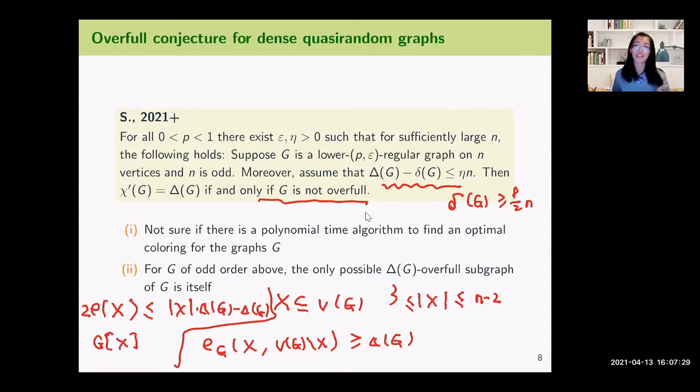So for such a lower p epsilon regular graph on n vertices, when n is odd, the only possible delta G overfull graph is this graph itself.